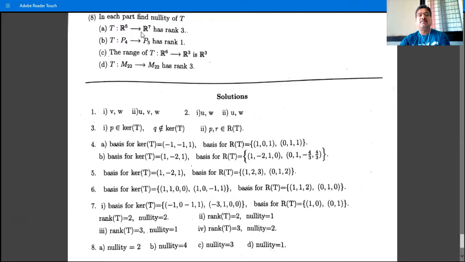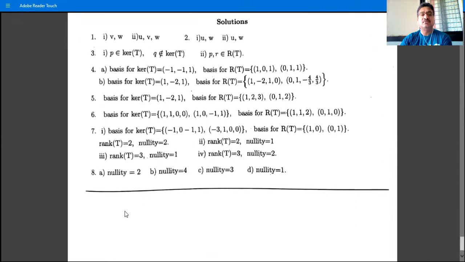T is from R5 to R7 and has rank 3. So rank of T is 3. What is the nullity of T? Rank of T plus nullity of T is equal to the dimension of R raised to 5, that is 5. Rank of T is 3, so nullity of T is 5 minus rank of T, that is 5 minus 3, that is 2. So the answer to question A is that the nullity of this linear transformation is 2.